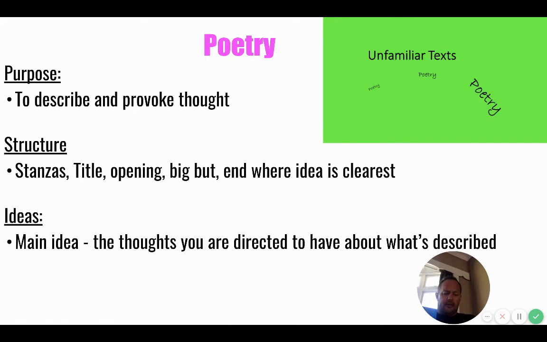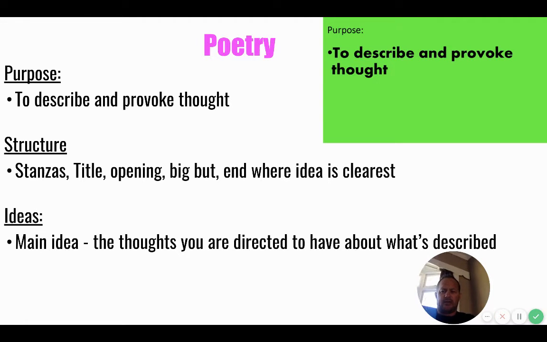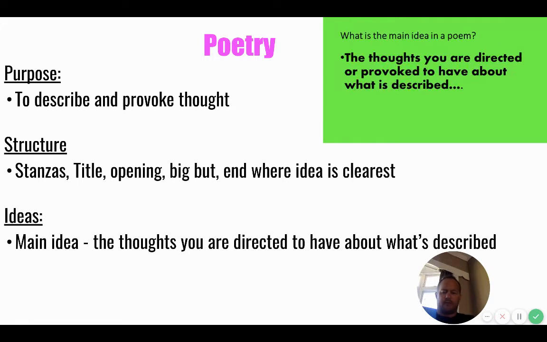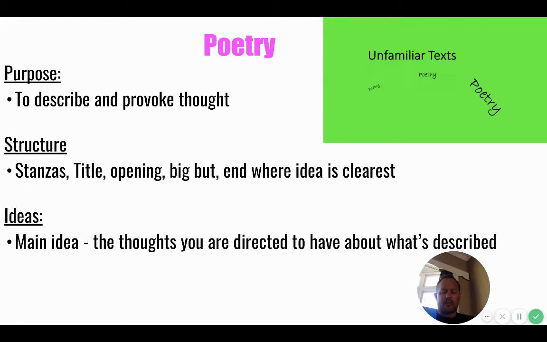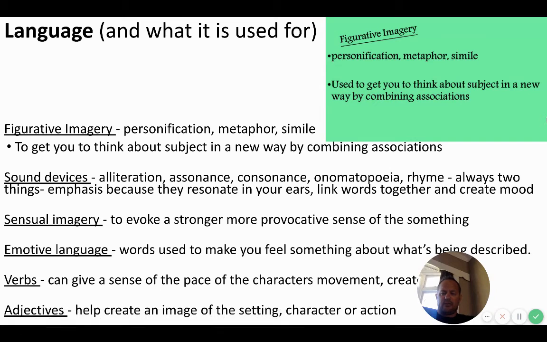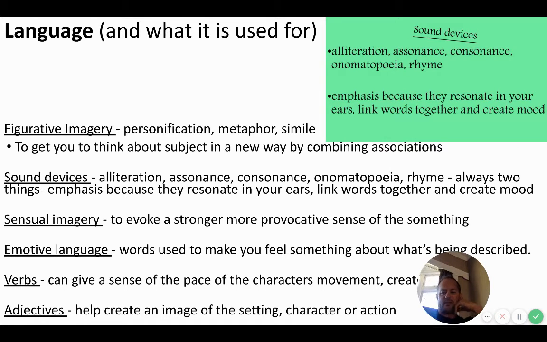Now, the other main thing you need to know about poetry is the type of language techniques used, and it's a little bit of a continuation from the fiction, okay? But there's 1 or 2 other things that you need to know here. And here is the type of language used and what it is used for. First off, we've got figurative imagery.